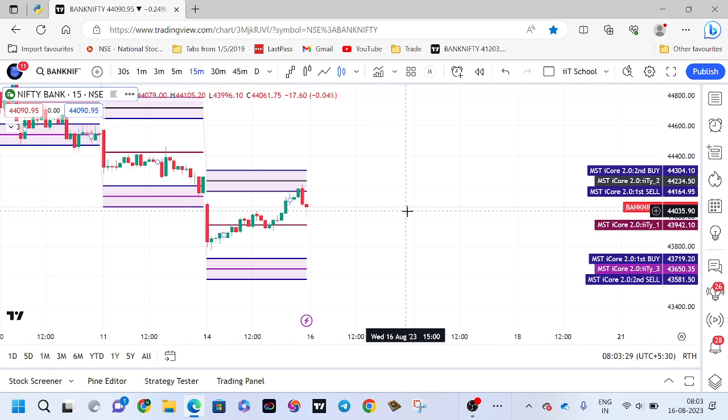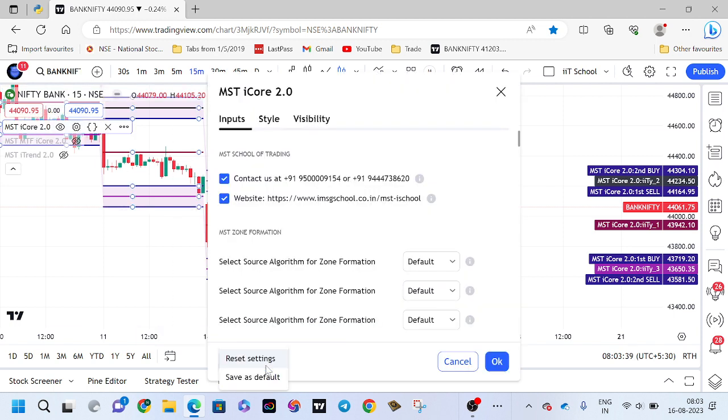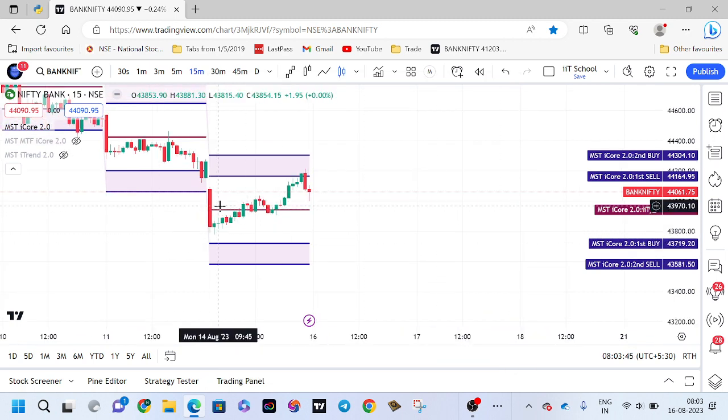What you have to do once the market is open, go to the indicator settings and add the indicator from the invite only mode. After that, scroll down here and give reset settings. This is the first step you have to do. That's all. The market will be open somewhere here.